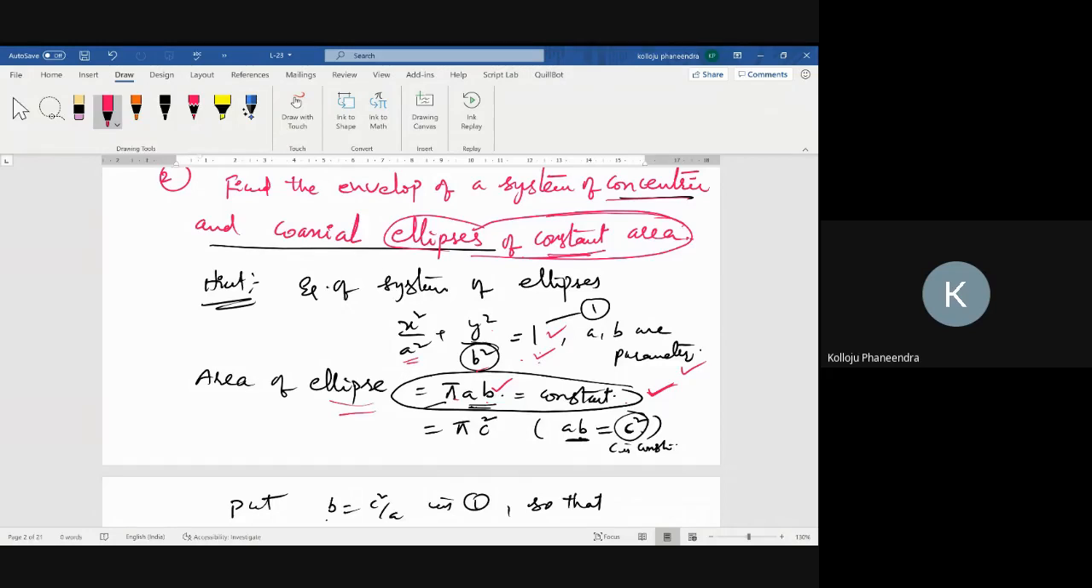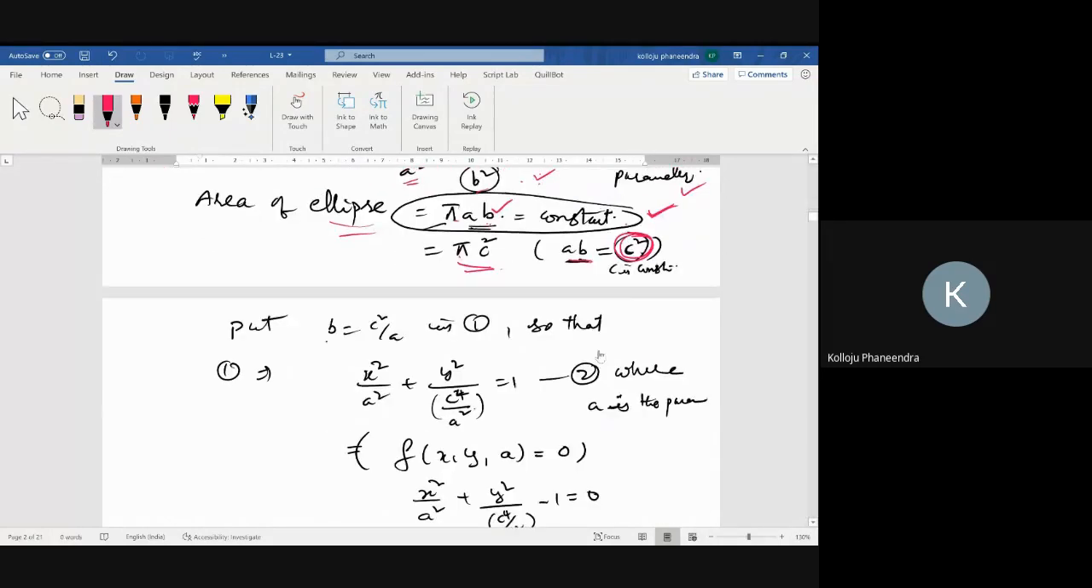I am taking that constant as pi c square. Just an assumption. Why pi c square? I can cancel the pi on both sides, therefore ab equals c square. Maybe c also, it doesn't matter. You can take ab equal to c, or some fixed constant where c is the constant value. So from ab equal to c, I can write b equal to c by a, or c square by a.